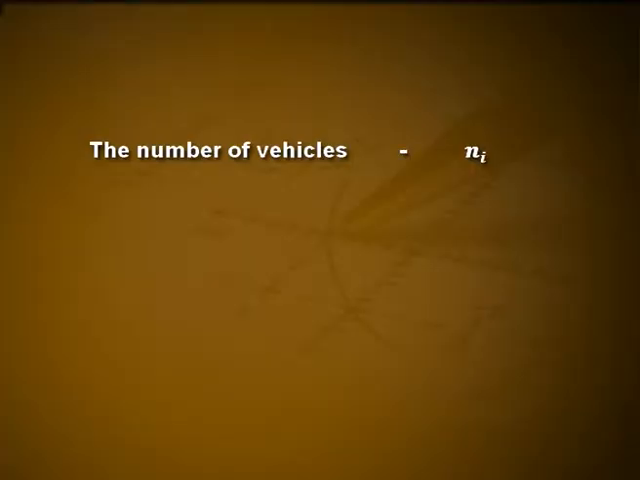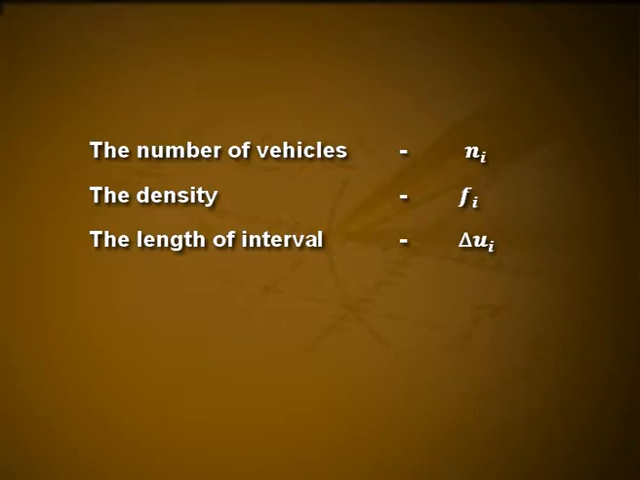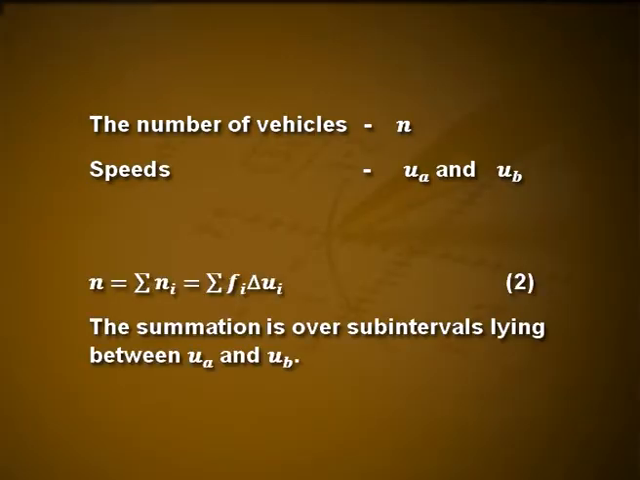We note that to obtain the number of vehicles Ni in the ith speed interval from the density Fi, we need only multiply by the length of that interval delta ui, that is Ni = Fi delta ui. If we wish to compute the number of vehicles n with speeds between ua and ub, we must sum the number in each subinterval Ni, that is n = ΣNi = ΣFi delta ui, where the summation is over subintervals lying between ua and ub.